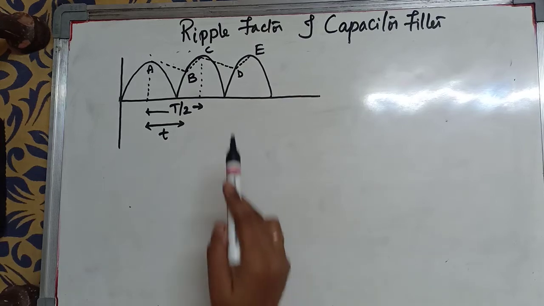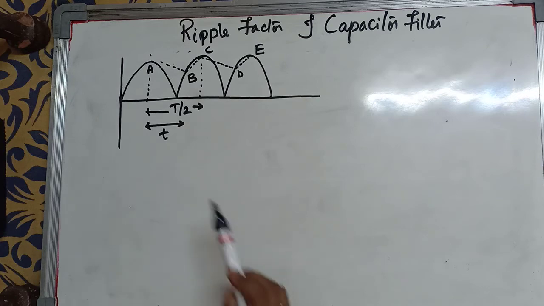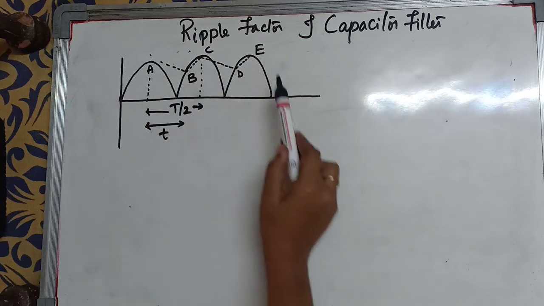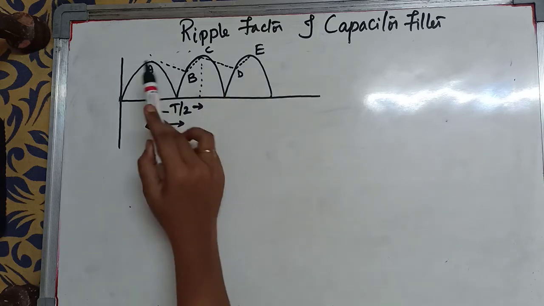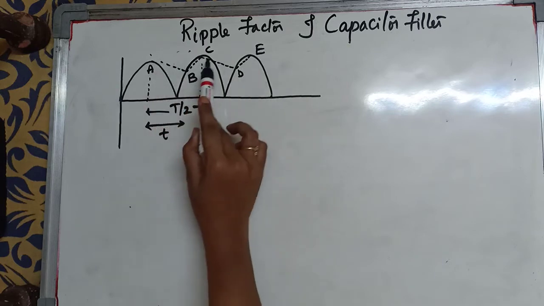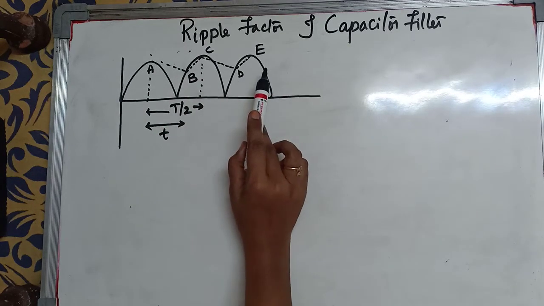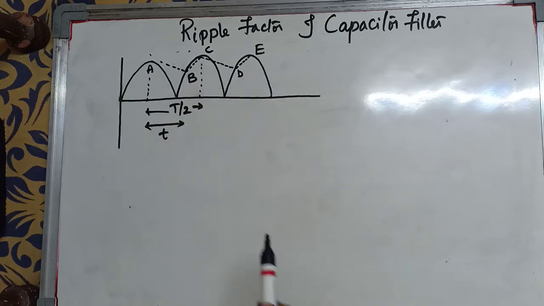Let us calculate the ripple factor of a capacitor filter. This is the output of a full wave rectifier where we get the output for both the half cycles of the input, and the waveform which is shown by the dotted lines represents the output of a capacitor filter, which is represented by A, B, C, D, E, etc.